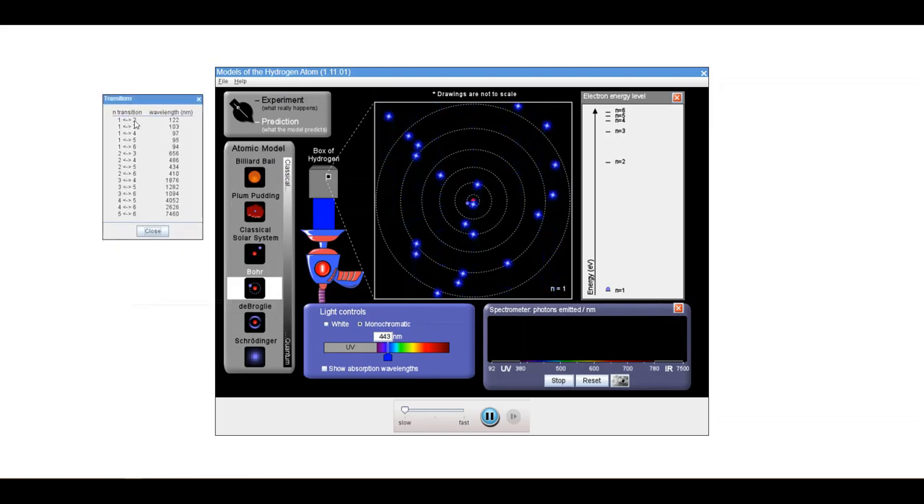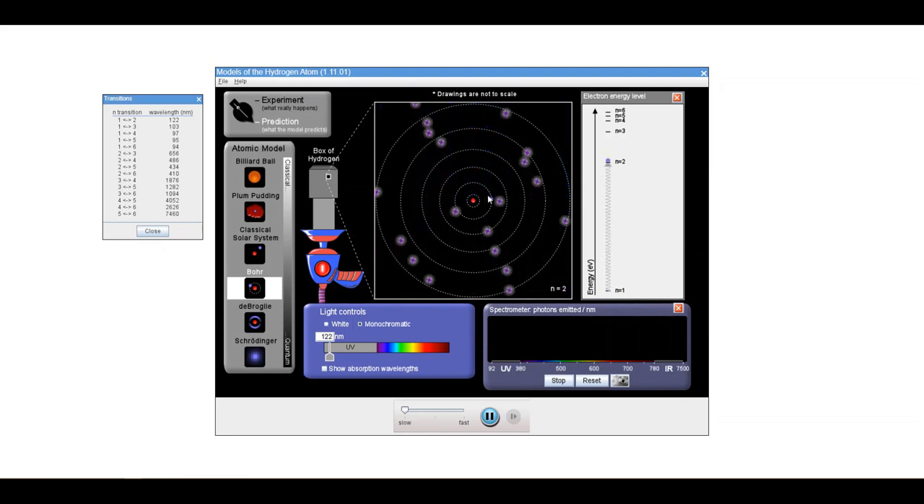So, for example, to go from the ground state to the first excited state, from n equals 1 to n equals 2, we need 122 nanometer light. So let's go ahead and do 122 nanometer light and wait for a collision. Nope, that was not a good collision. Oh, duh, that was blue light. We've got to get the 122. There we go. And it jumps up.